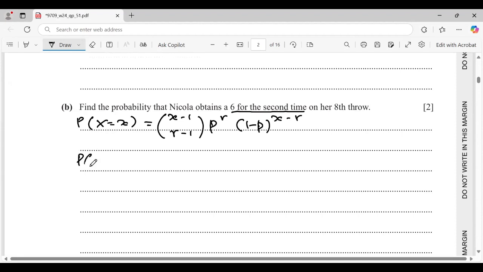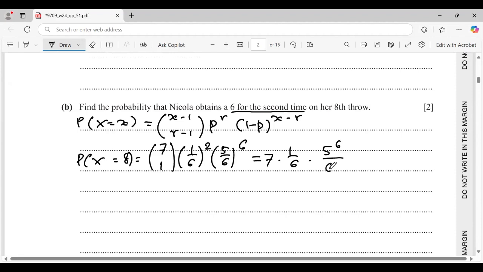Okay, so the probability X equals 8 equals the combination of x minus 1, 8 minus 1, which is 7, and r minus 1, 2 minus 1, which is 1, so combination 7, 1, times 1 over 6 squared because r equals 2, times 5 over 6 to the power 8 minus 2, which is 6. If you calculate, this combination equals 7, times 1 over 6 squared, times 5 to the power 6 over 6 to the power 6. And if you calculate, the result is 0.065119, rounded off 0.0651.